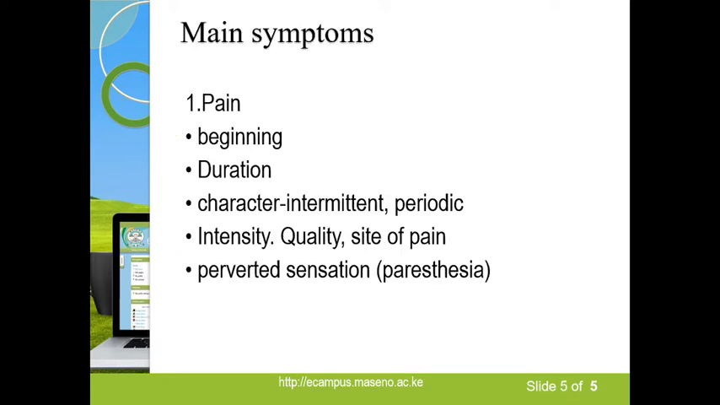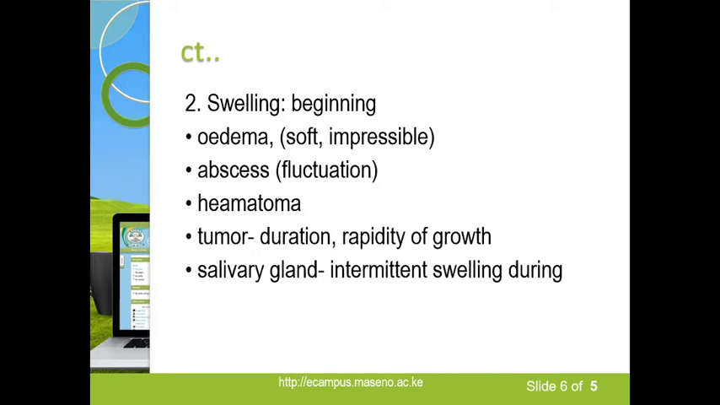Now, there are main symptoms that you should have at the back of your mind before you start even the history taking. One is pain. You need to note the beginning of the pain, the duration that the pain takes. Is it intermittent or periodic, or is it continuous? What is the intensity of the pain on a scale of 0 to 10? Is it mild or is it severe? Now, is the patient having any perverted sensations?